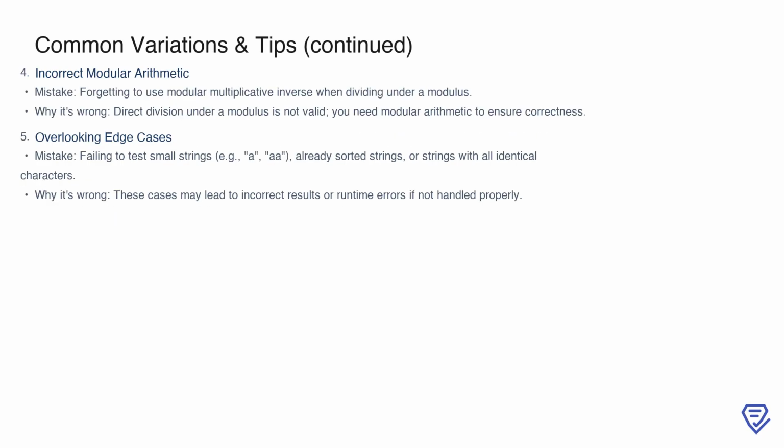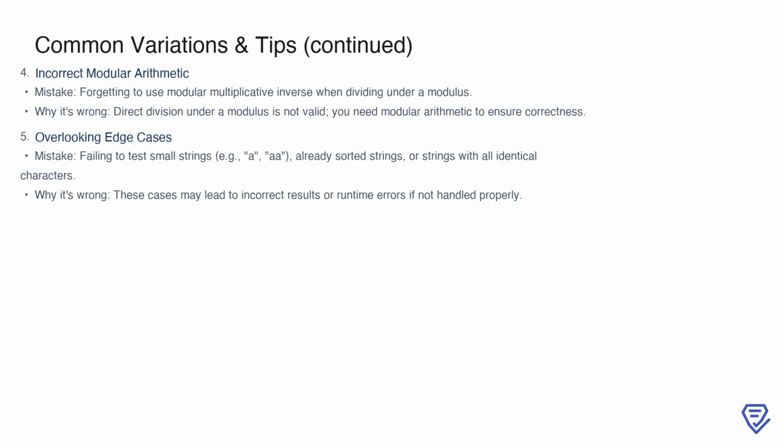Now, let's look at a few more challenges that might arise. Incorrect modular arithmetic is another common source of errors. When dividing under a modulus, it's essential to use the modular multiplicative inverse instead of attempting direct division, as direct division isn't valid in modular arithmetic. Neglecting this can lead to incorrect results.